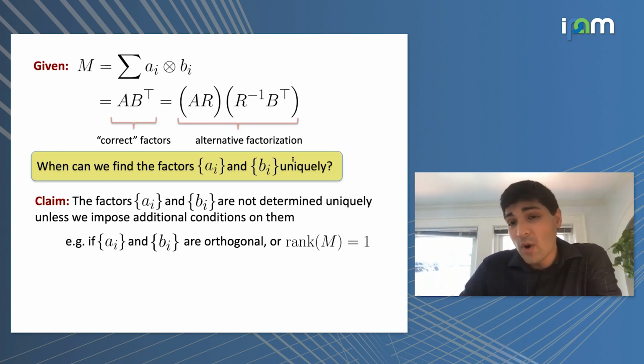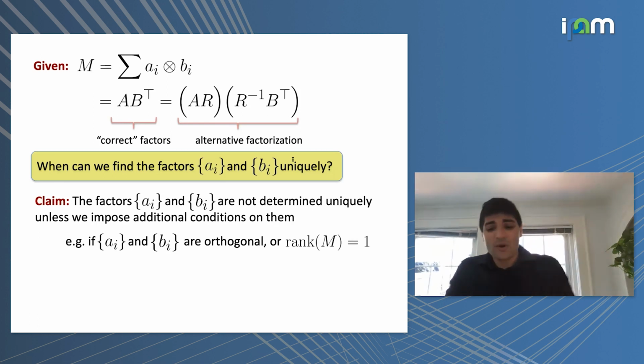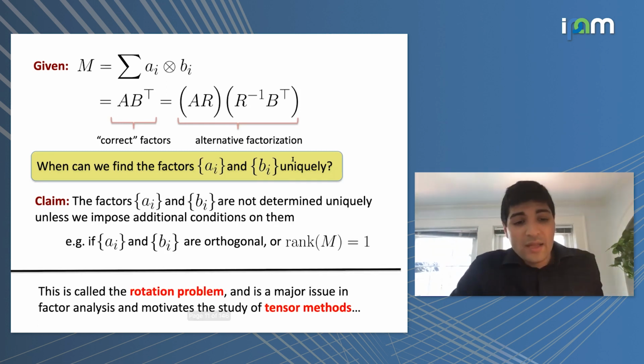Well, you could have a property that the A_i's and B_i's are orthogonal, in which case you could find the factorization through the singular value decomposition. Or alternatively, you could have the property that the rank of the matrix M is 1, which is really the same thing as the previous one. And so this is called, as I alluded to, the rotation problem.